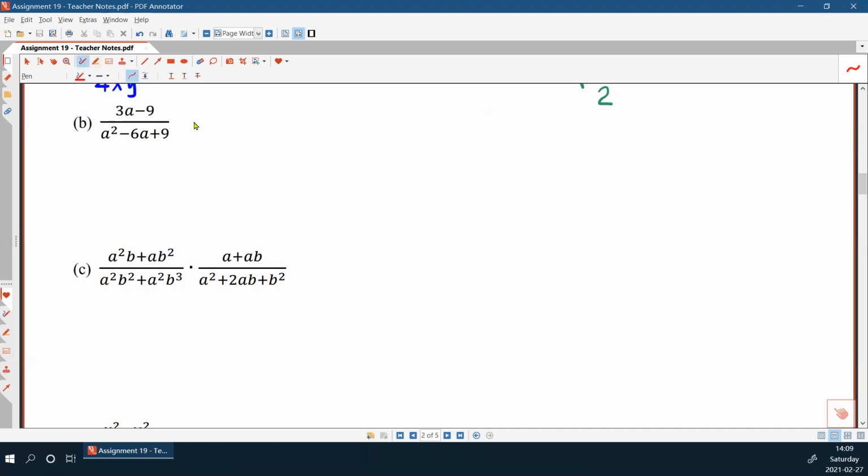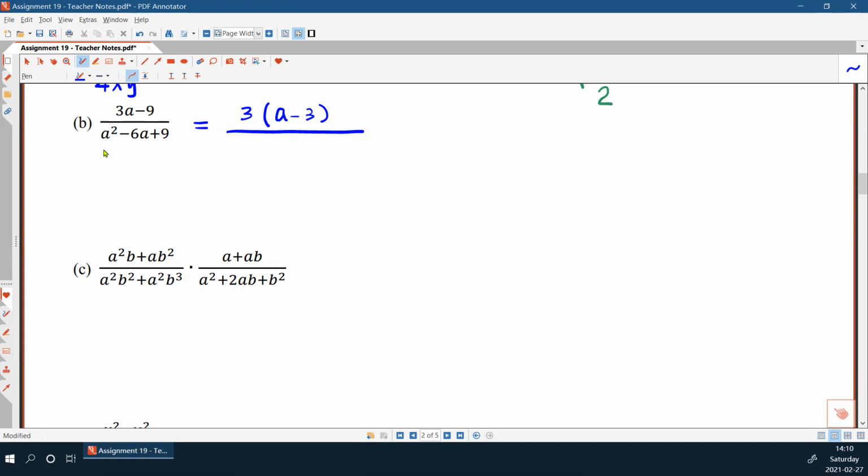Next one, if you want to simplify this, we need to convert the numerator and denominator in the factored form, right? So anything in common in the numerator here? The answer is yes, because we have a common factor of 3, right? So we can put 3 in front, and what's left there is a minus 3, right? Now it's in a factored form, which is ready to be canceled with anything in the denominator.